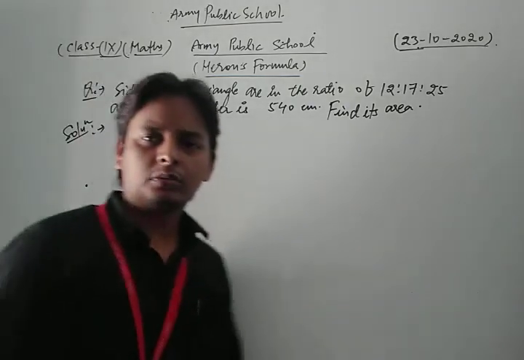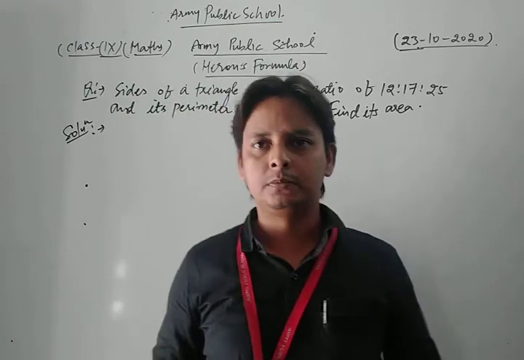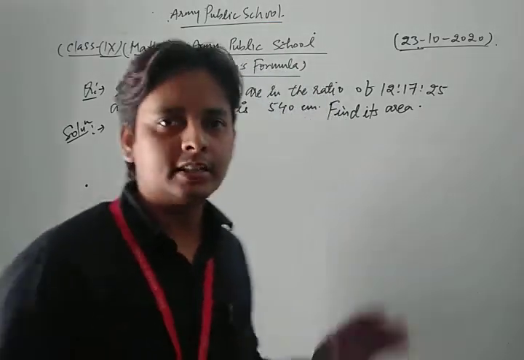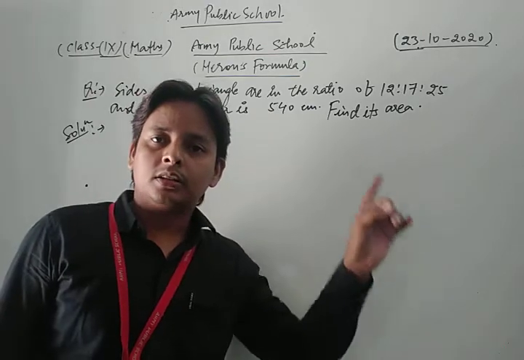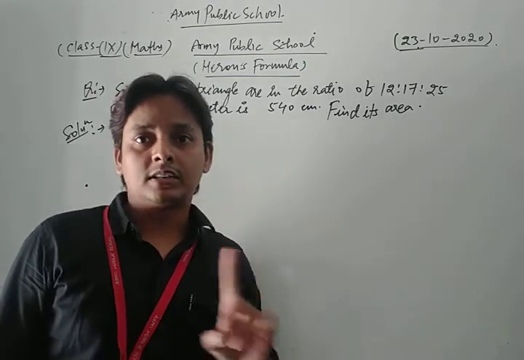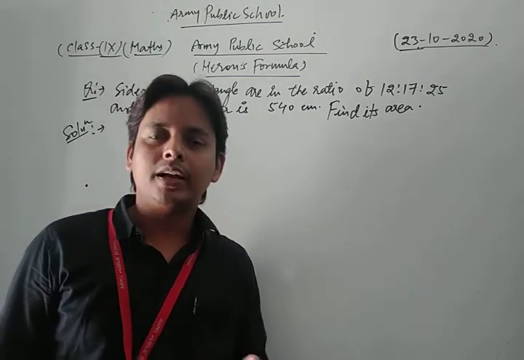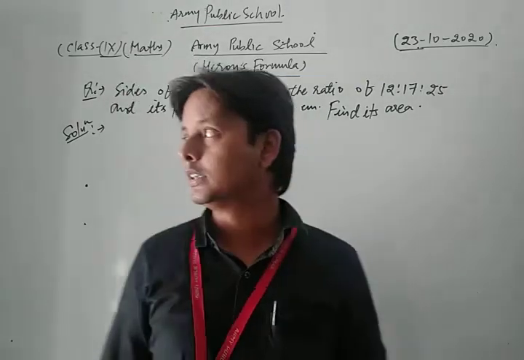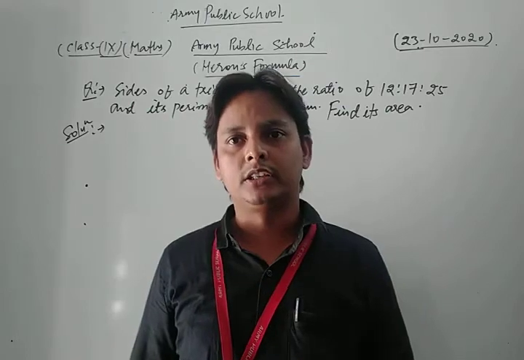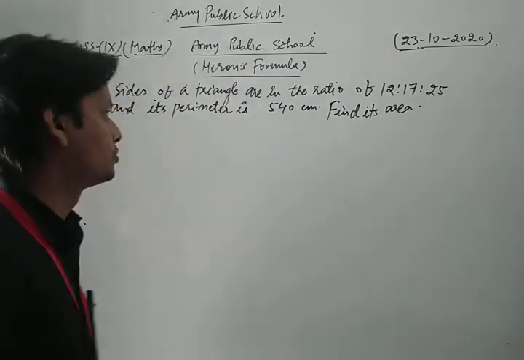Dear friend, this is one of the most important questions of your NCERT exercise based on Heron's formula. Here, the ratio of the sides is given, not the sides themselves. So first of all, we find the sides of the triangle. Then we apply Heron's formula to find the area of the required triangle. Let's see the method.